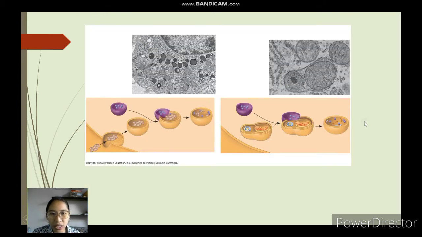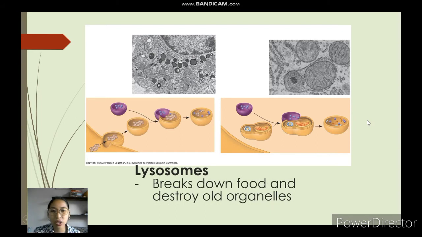So, next is your lysosomes. Lysosomes break down food and destroy old organelles. Basically, the root word of lysosome is lys, which means to break. Our cells have their own digestive system. Although it is not as complicated as our digestive system, they have a system of their own.